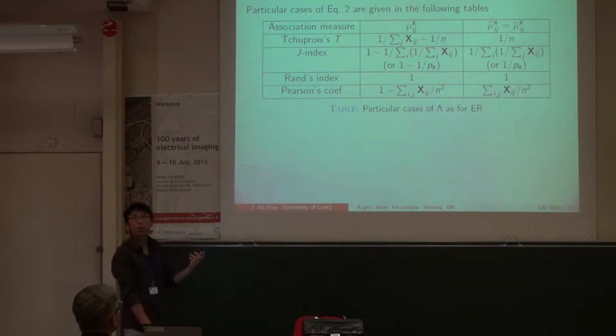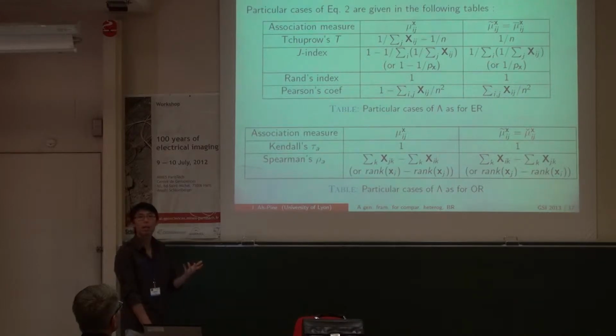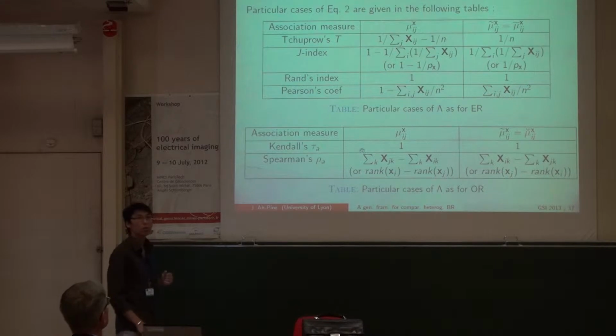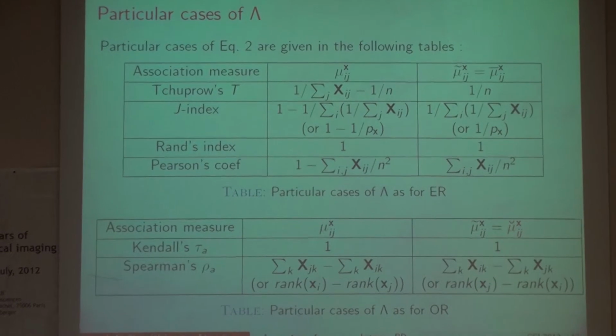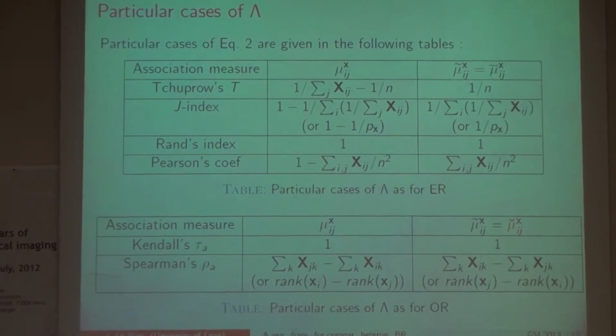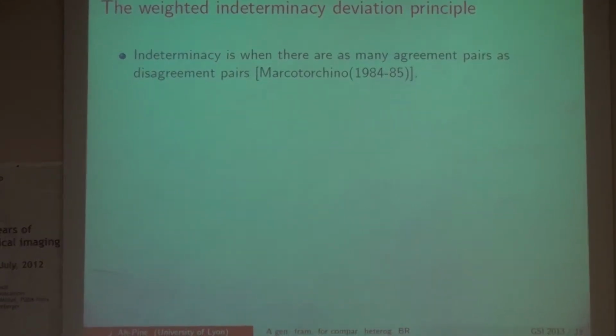We can use the same formula for other relations. In that case, x tilde is x transpose, I mean the inverse relation. In that case, we have the particular association measures. If we have the uniform weight, we recover Kendall's tau A, and here we have Spearman's rho A. Again, all the different weights are given in terms of the relational matrix.